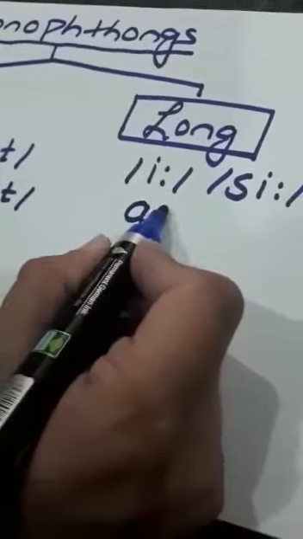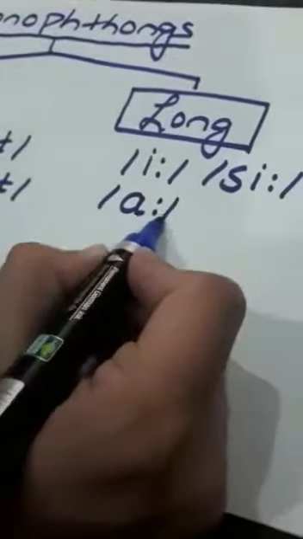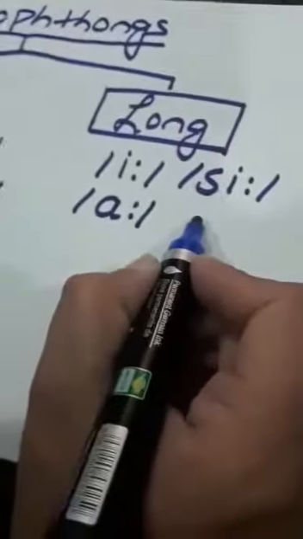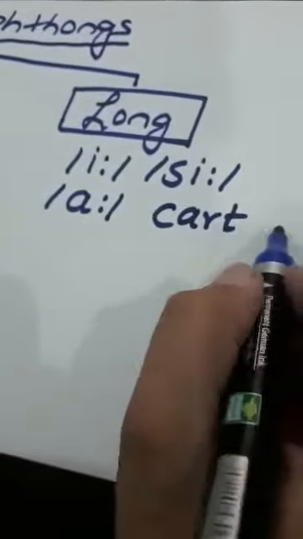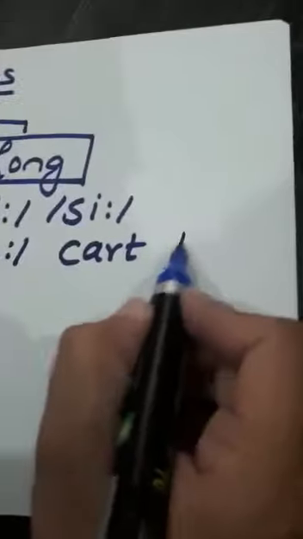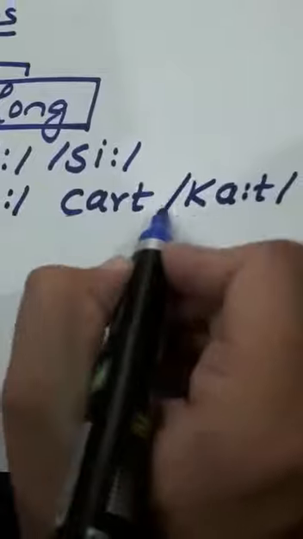Similarly, there is another sound. This is another short vowel. What is this sound? For example, in cat. This is the a sound, as in cat. Similarly, the longer version for this sound will be with dots. For example, in the word cart, if we write its phonetic transcription, we can write it like that. So it will be cart.